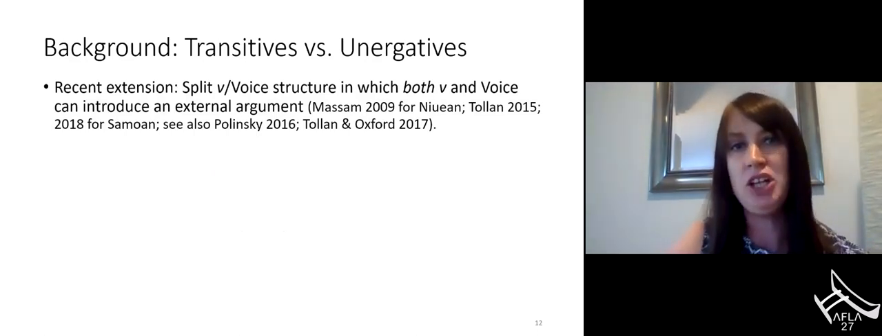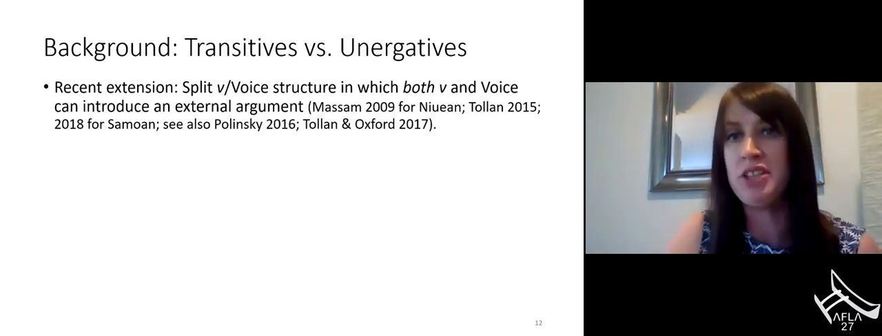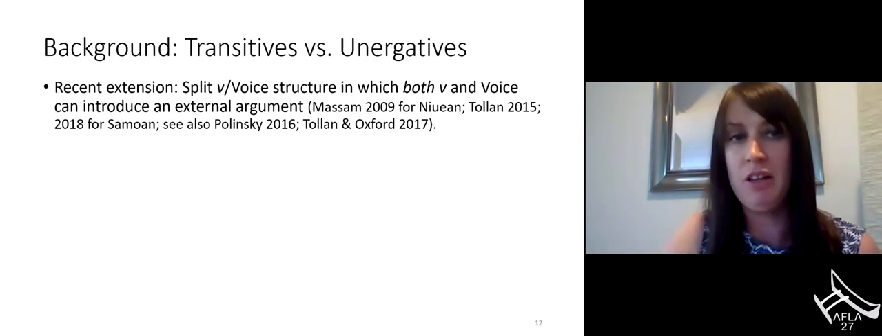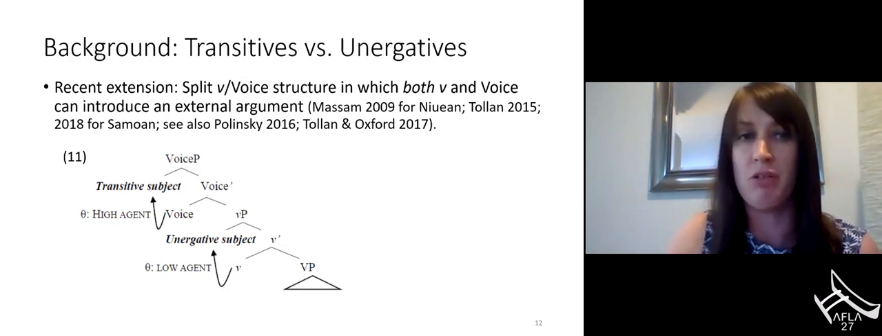And a recent extension of this posits that some languages have a split V and voice structure in which both little v and voice can introduce an external argument. And this has been argued for by a number of authors, including both of ourselves. So we'll show that in 11. So what we have here is an ergative subject being introduced in the specifier of little vP, and transitive subjects, I should say most transitive subjects, being introduced in the specifier of voice.